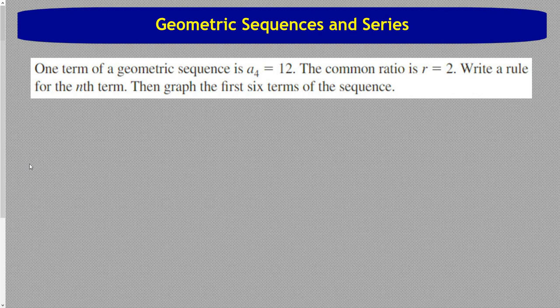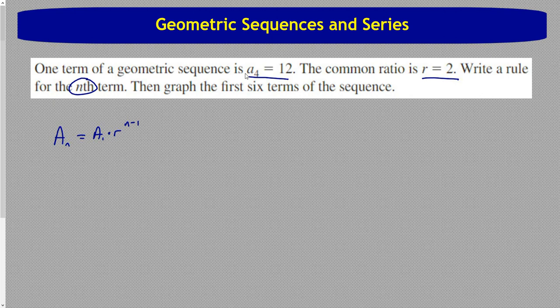Okay, kind of a little twist on it. We're getting a term that's partway down the sequence, but we don't know the first term. So I know that the 4th term is 12. The ratio is 2. I want to find the nth term, so just write the general rule, and then graph the first 6 terms. So here's our general form. It's always a good place to start here. Let's just plug in what we know.